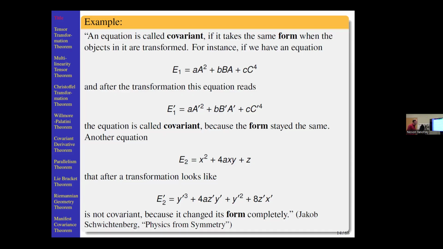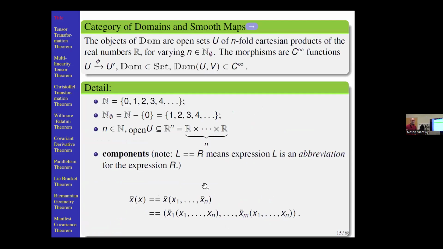Okay. So you see here, the A is not the same A as that. There's no B here. And so it's not covariant, not the same form. So now I'm going into the technology that I'm going to use for my proofs of the theorems that I showed earlier. First of all, I'm going to introduce a category of domains.